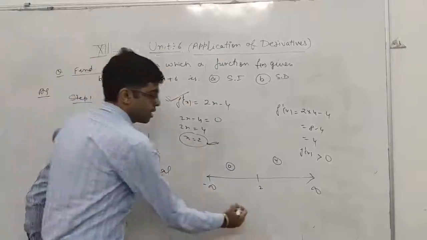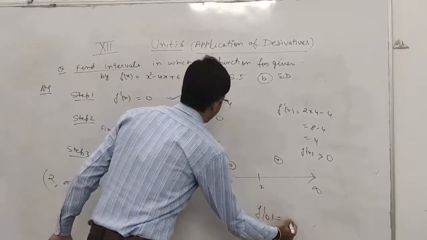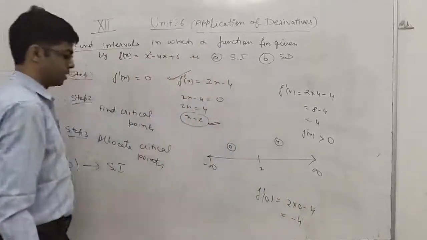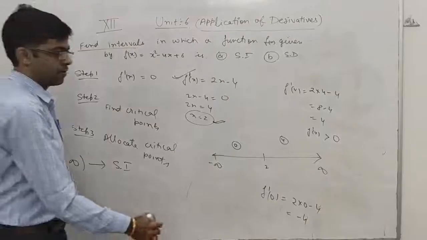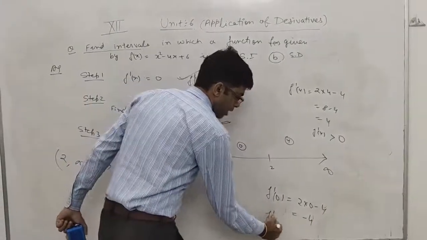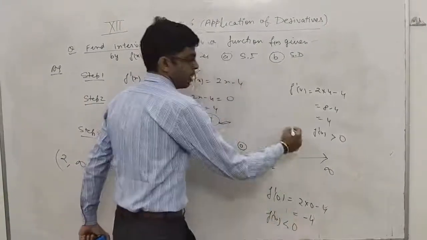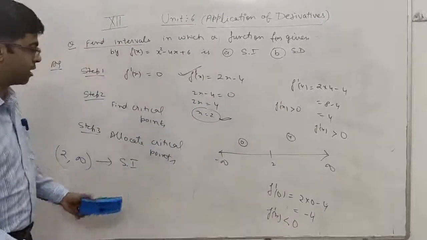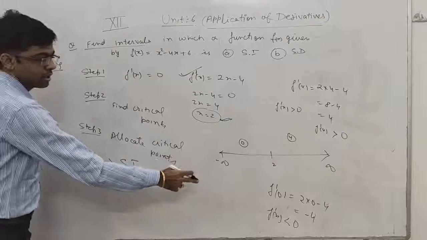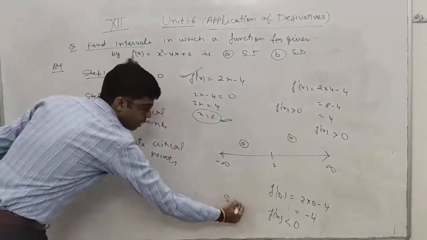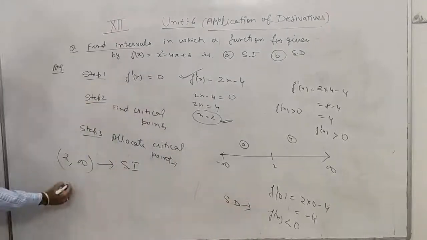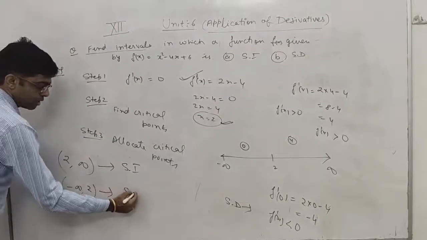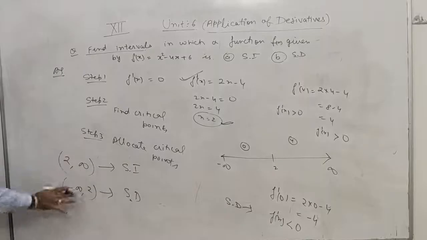तो 0 consider करते हैं तो f dash 0 is 2 into 0 minus 4, which is minus 4. Minus 4 means f dash x जो आपका आ रहा है that is less than 0, and in the other case f dash x is greater than 0. So this is the condition, and I have told you, this is the condition of strictly decreasing. So minus infinity to 2, this is the answer. ये आपके इंटरवल्स आ गए.